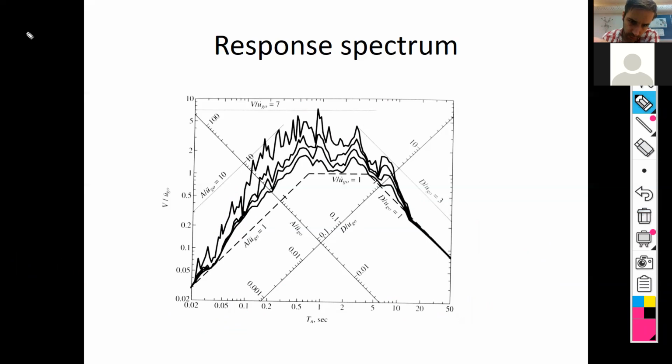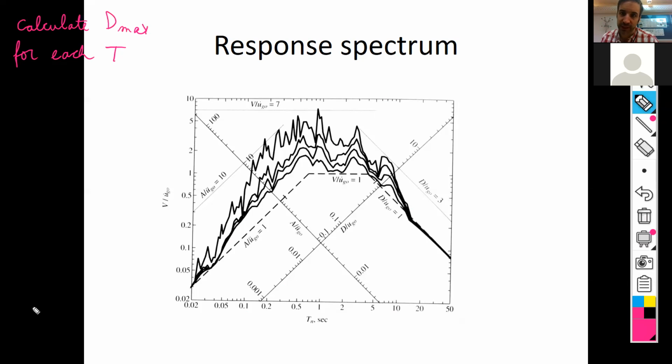There's a question in the chat. Could you please repeat why the pseudo acceleration and the pseudo velocity are pseudo? Well, so to calculate the spectrum, we calculate Dmax for each T, right?